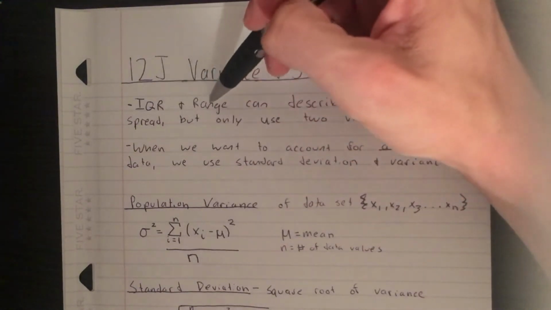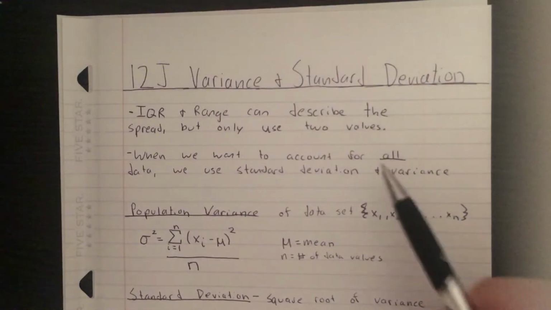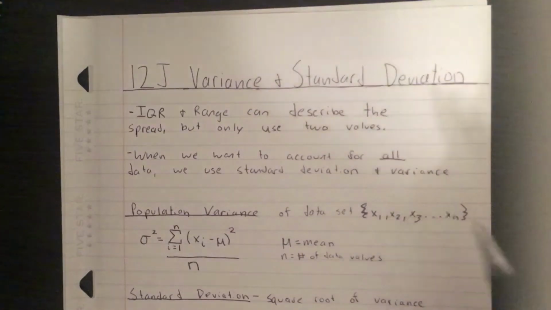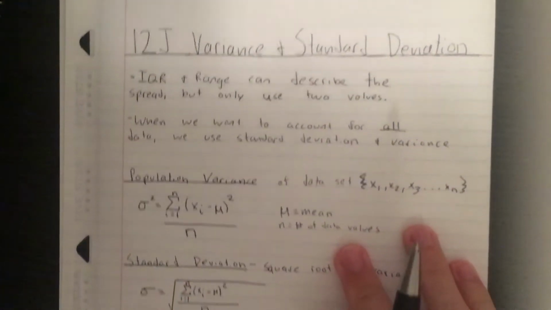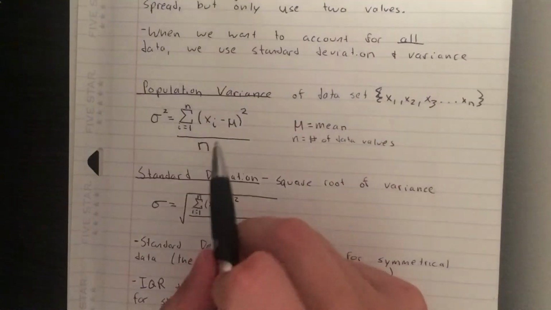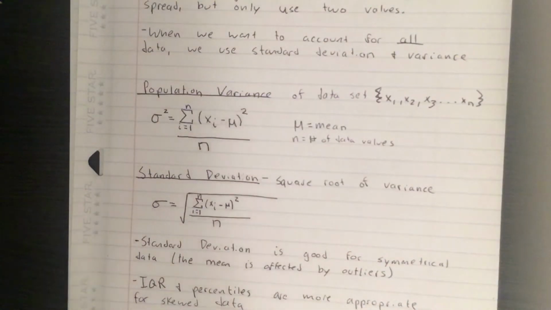A couple of things that we've talked about: how far your data can stretch, or we've talked about IQR and we've talked about range, and those are good to talk about in certain cases, but they only use two of the data points. So when we want to account for all of the data, we're going to use standard deviation or we're going to use variance. So variance, what you're talking about is how much of a difference there is from the mean.